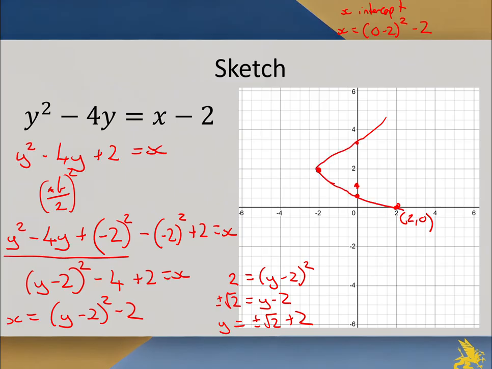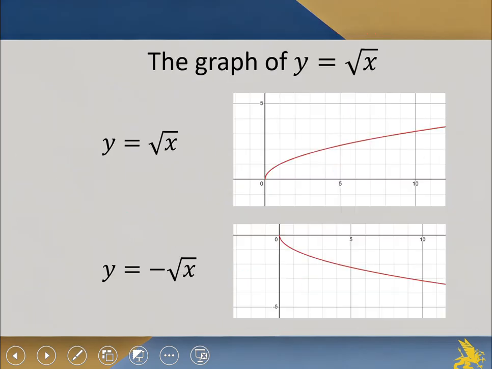Just make sure as you are graphing, you are labeling every point. So I'm just going to put them both down. X is 0, and this is positive square root 2 plus 2, and 0, and it's negative square root 2 plus 2. Likewise, my turning point is x is -2, y is 2. So please make sure you label everything.